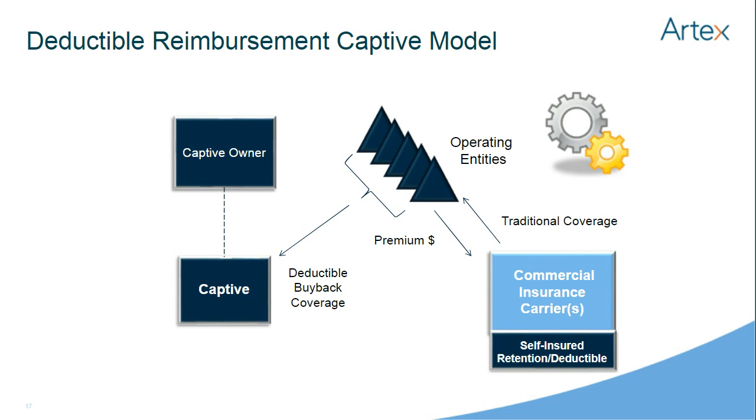Those operating entities would buy a separate and distinct policy from the captive to reimburse them for any of the losses that the commercial carrier doesn't pay. And so that commercial carrier neither knows nor cares that you have a captive in place. It's just a formalized mechanism to cover the risk that the commercial market isn't. So, a relatively simple example there.